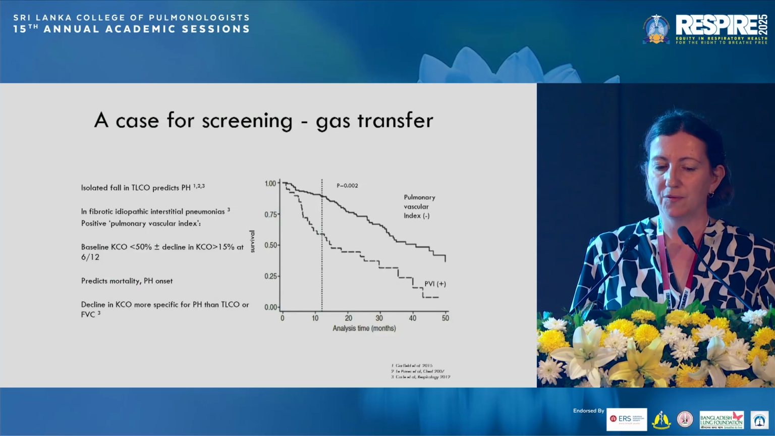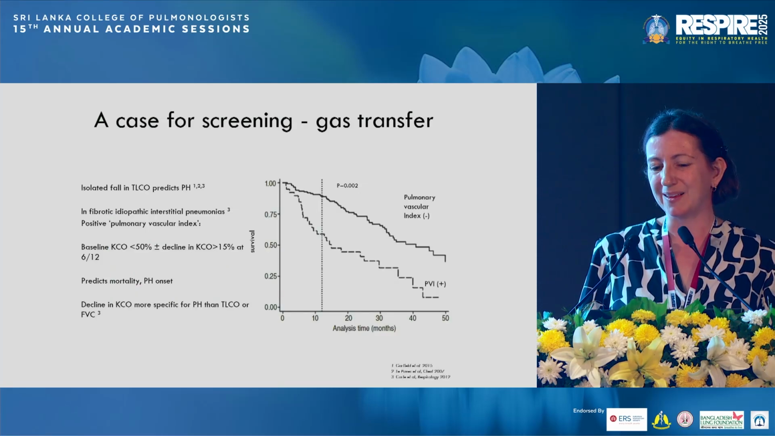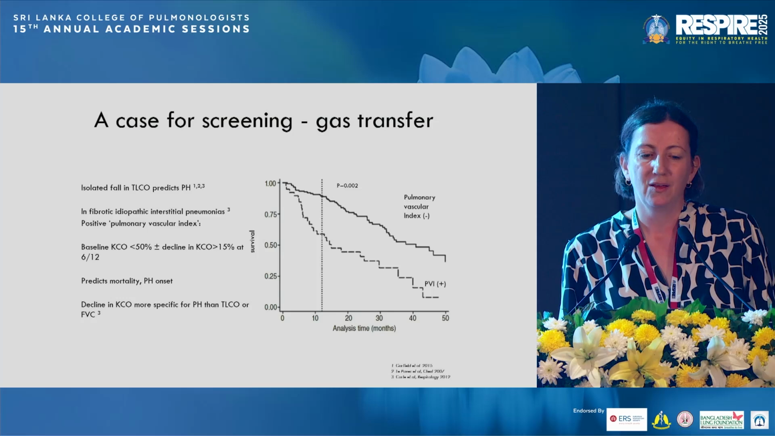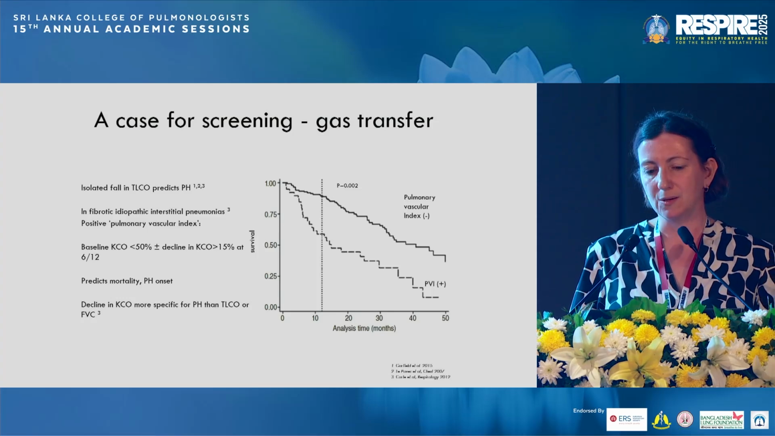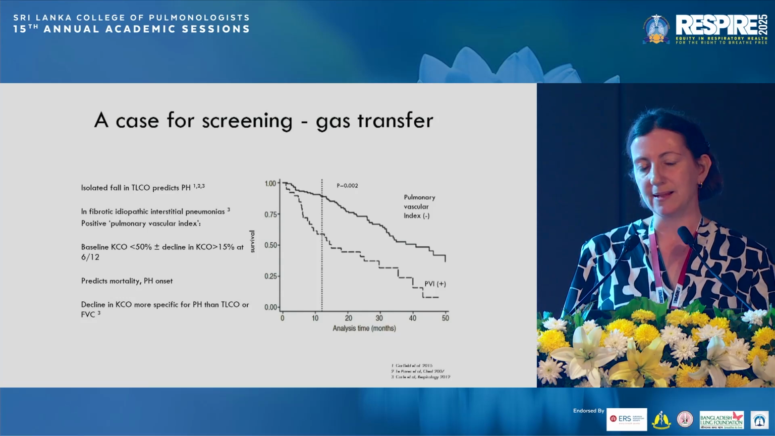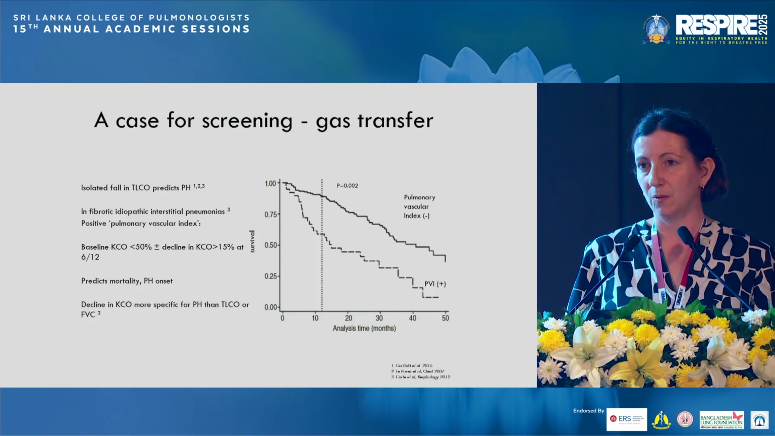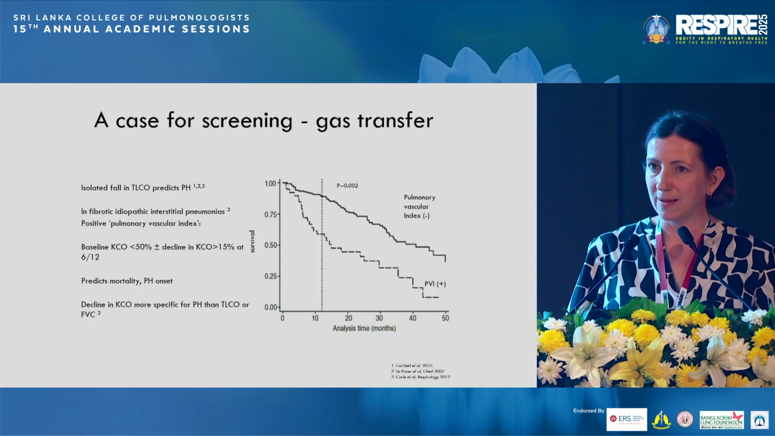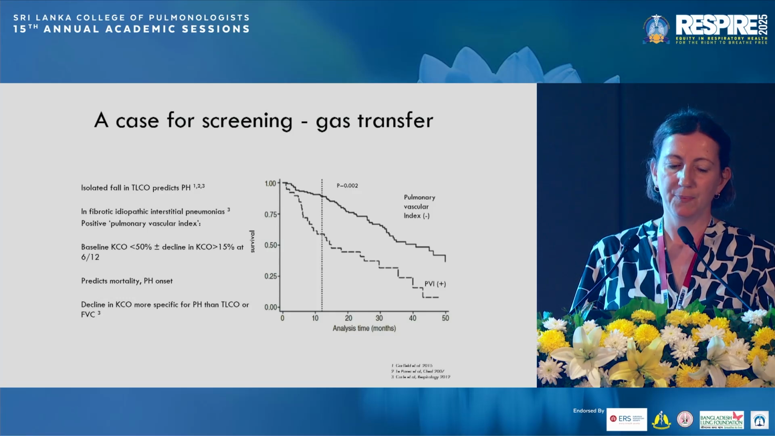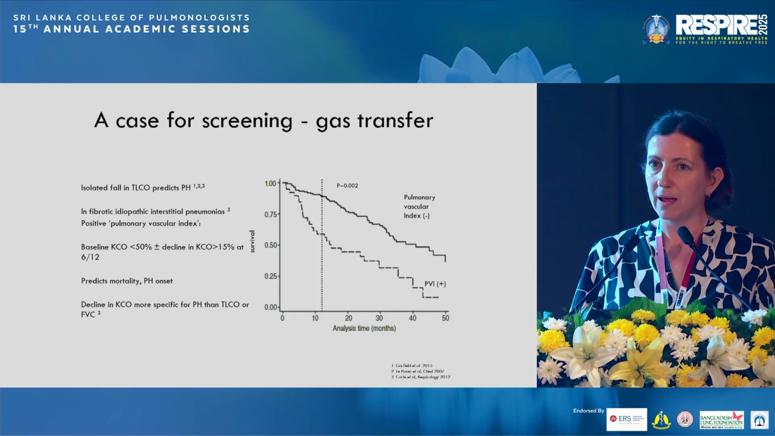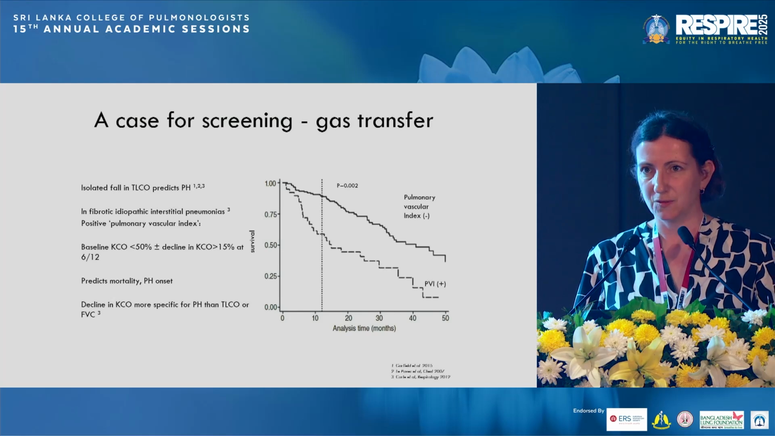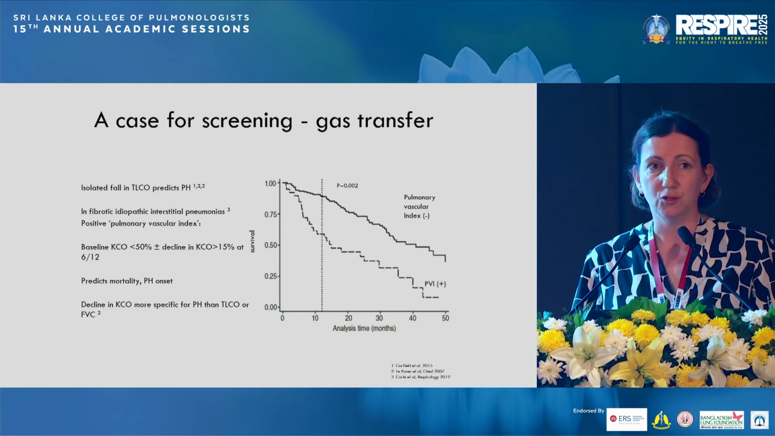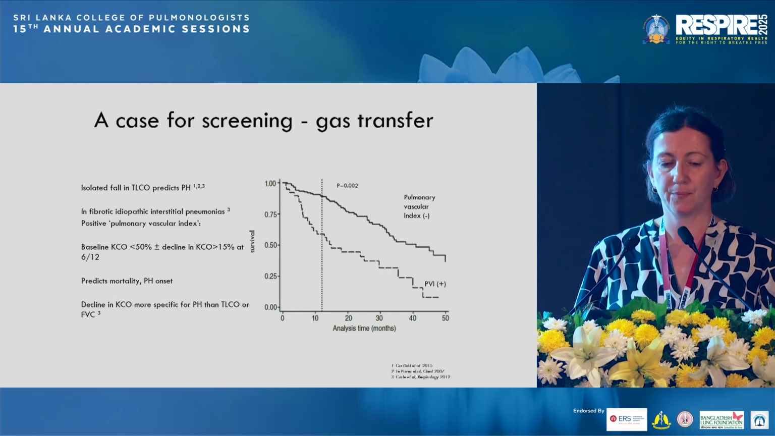So gas transfer and serial gas transfer assessment is really, really important. So you'll be in your respiratory clinic with ILD or sarcoid patients. If you see an isolated fall in the KCO and the TLCO, that suggests there's a pulmonary vascular phenotype. And if you see these falling over time, it suggests the presence of pulmonary hypertension or indeed CTEPH, and you should ideally look for it.